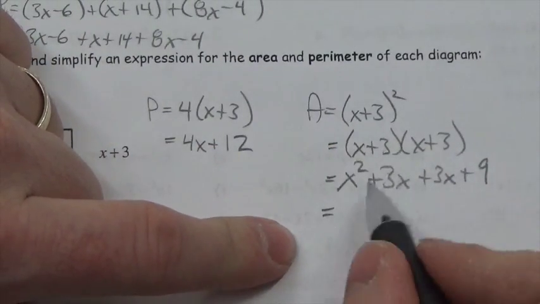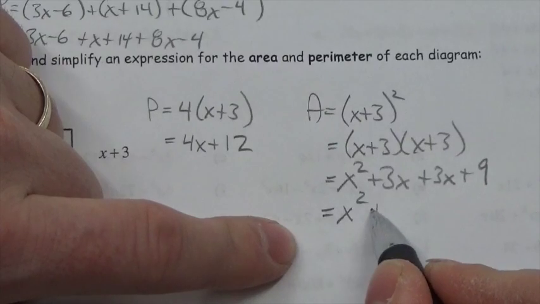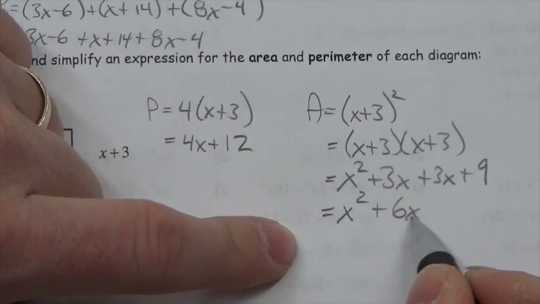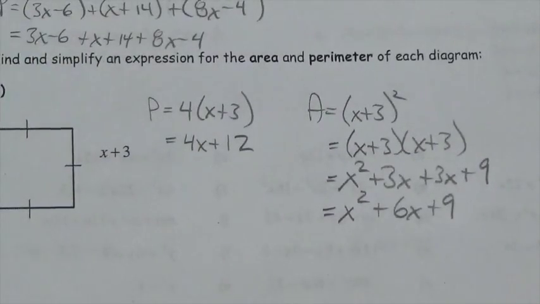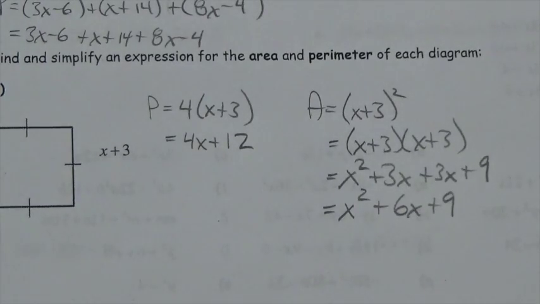And then I've got 2 terms that are in terms of just x, and so there are 3 of them here, 3 of them here. There are 6x total, plus 9. So there's the expression for my area, x squared plus 6x plus 9.